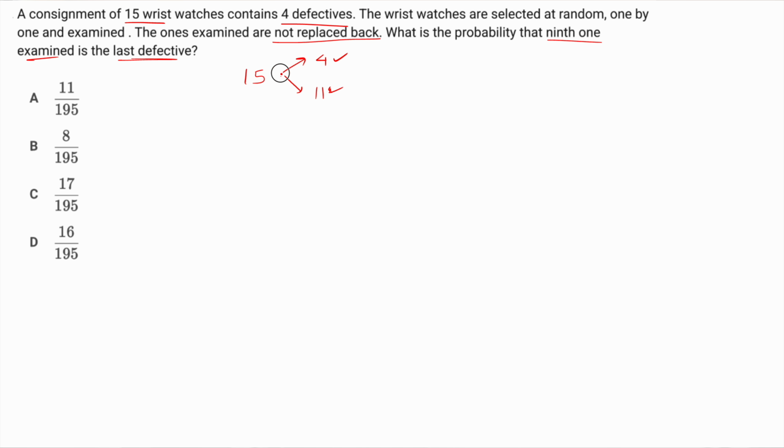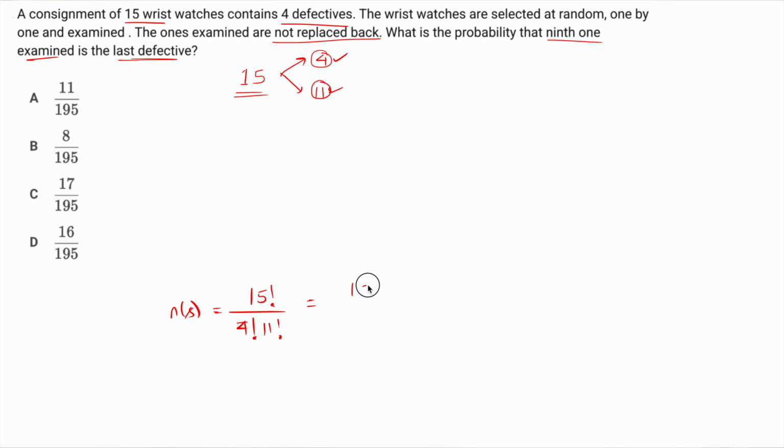Okay, so basically the number of ways to examine the watches is nothing but the number of ways to arrange these 15 watches, right? So 15 watches, 4 alike and one type, 11 alike and second type, they can be arranged in 15 factorial divided by 4 factorial times 11 factorial, right? And that's your sample space, the number of ways to arrange the watches for examination.